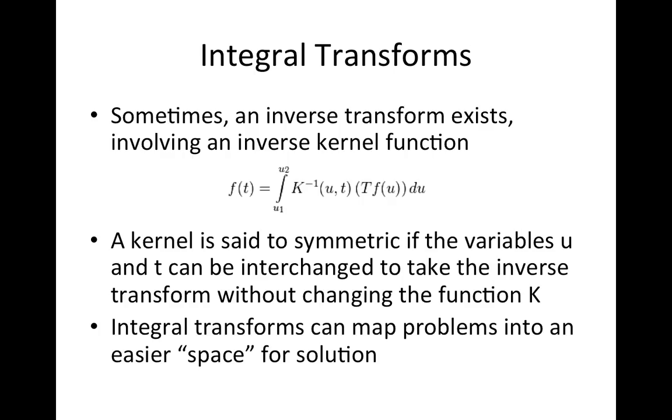Sometimes an inverse transform exists, involving an inverse kernel function, but not always. In this case, we would take our transformed function and integrate it over u multiplied by the inverse kernel function, and we would get our function of time back. Now, a kernel is said to be symmetric if the variables u and t can be interchanged to take the inverse transform without changing the function k.